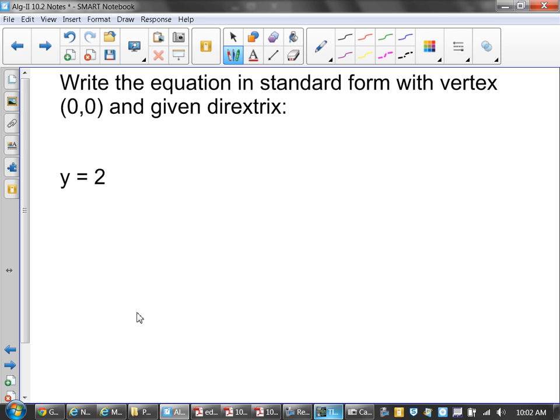Whoa, don't get ahead of yourself. Right now, you know that you have a line at y equals 2. What kind of a line is y equals 2? A straight line, thank you. It's a directrix. Is it horizontal or is it vertical? It's horizontal.